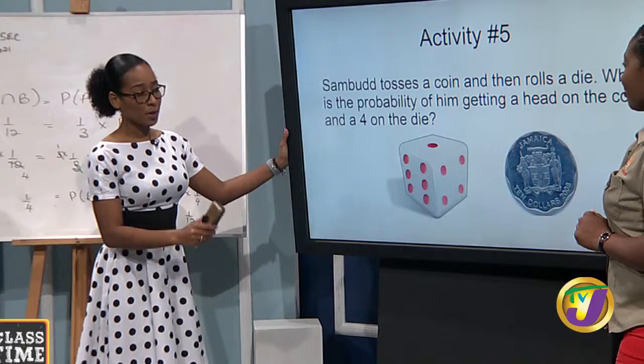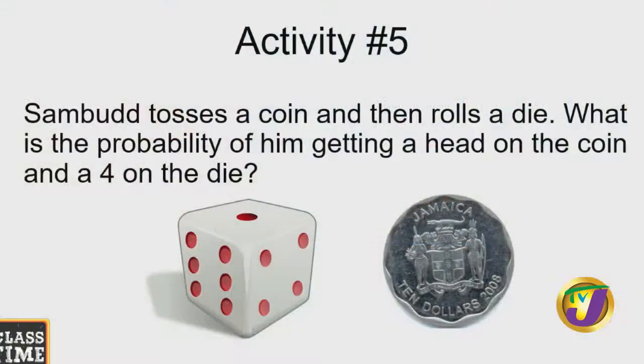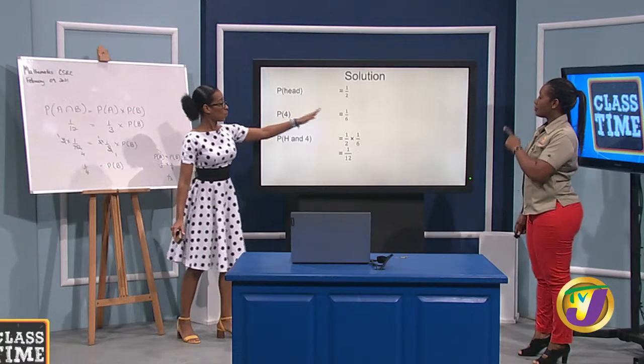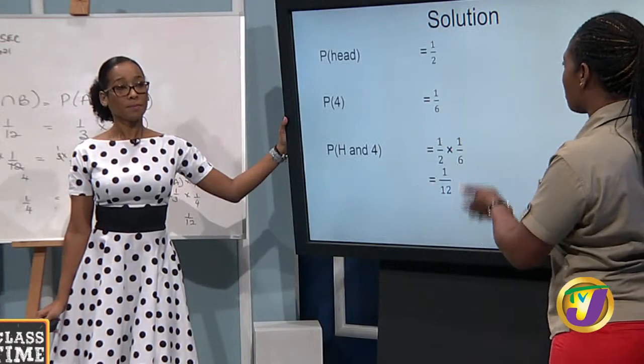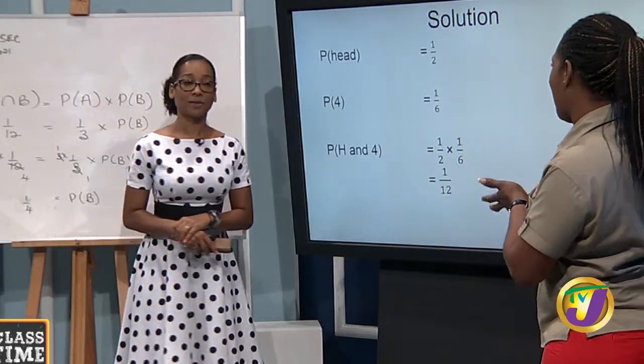So let's check now. You would have a half for the head on the coin, and 1/6 for the die. So the probability of getting a head is a half. The probability of getting a 4 is 1/6, and the probability of getting a head and a 4 on the die is a half multiplied by 1/6, which gives us 1/12. So if he were to toss the coin and roll the die, there is a 1/12 probability that he can get a head and a 4.